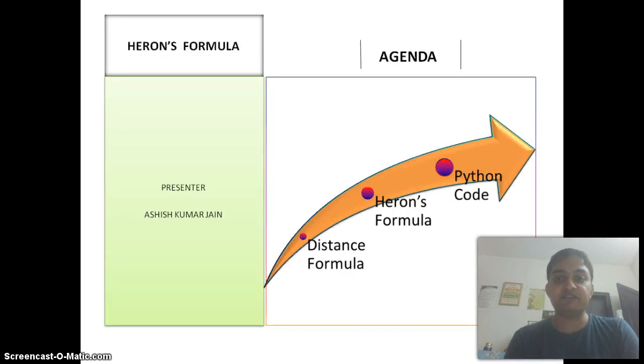So our main agenda will be to see how distance formula is computed between origin to a point and from a point to another point. Then we will move forward to Heron's formula, and then we will write a Python code to compute area of a triangle applying Heron's formula.